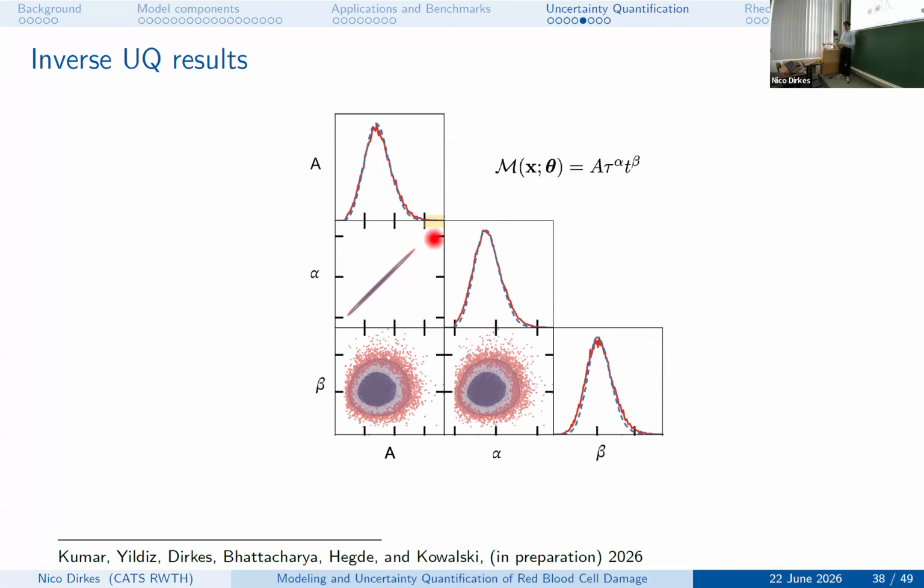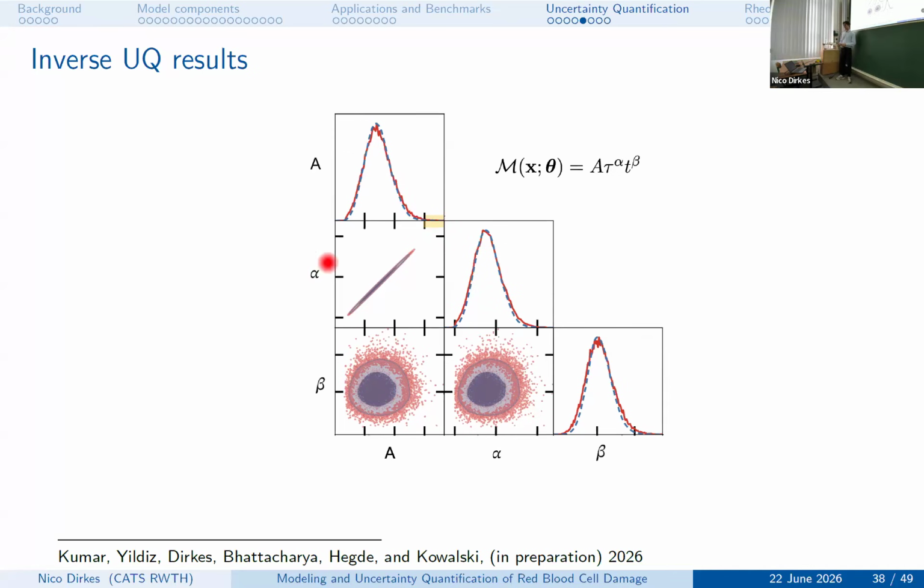You can see now for each of these three parameters, this is A, this is alpha, this is beta, we get these curves, and essentially the mean value of the curve is similar to what we would get in the deterministic setting where we have only one value for each parameter. But now we have these curves.